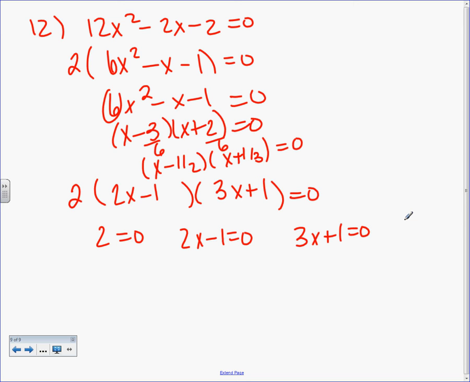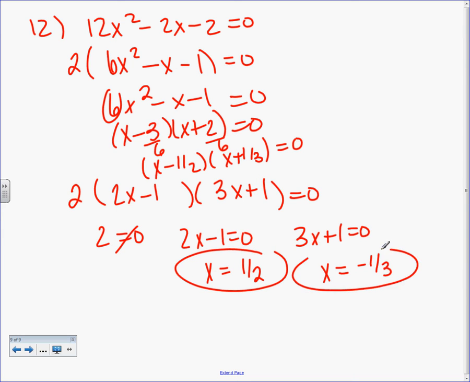Does 2 equal 0? We go no, right? That's not even true. That doesn't make sense. What's x here? Yeah, add the 1, divide by 2. What's x here? Negative 1/3. So I get 1/2, and I get negative 1/3. Ask me a question.